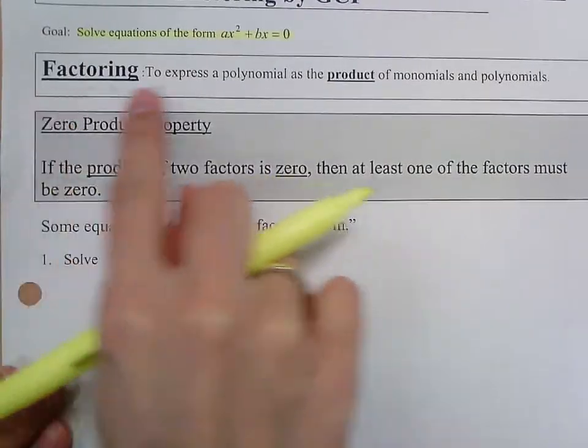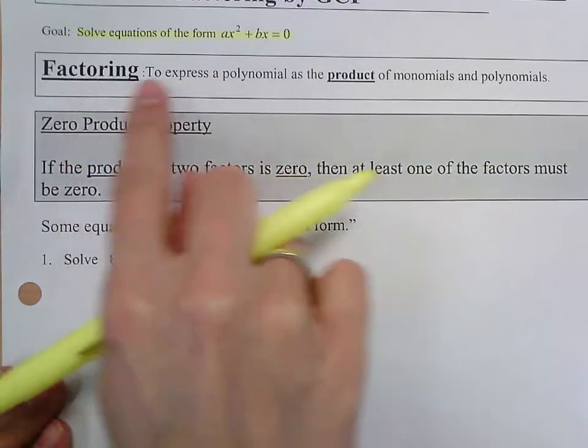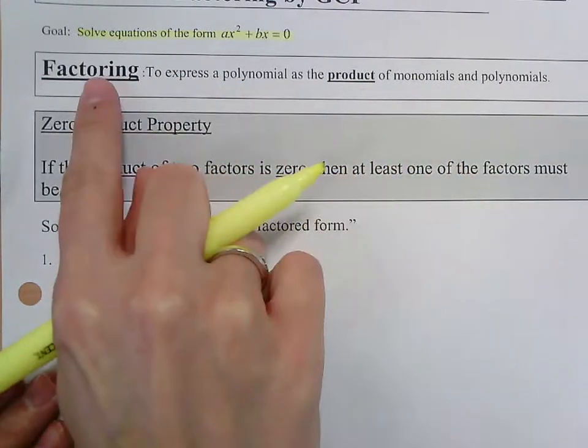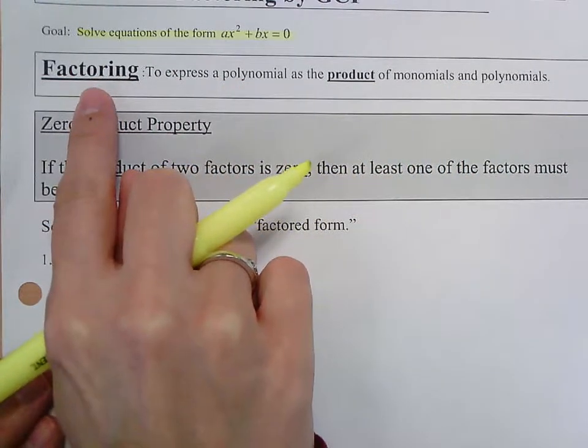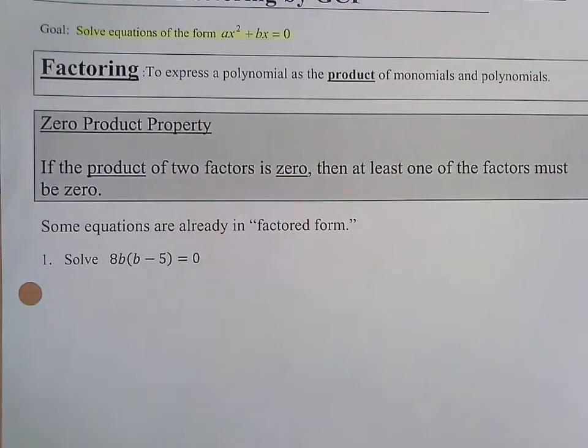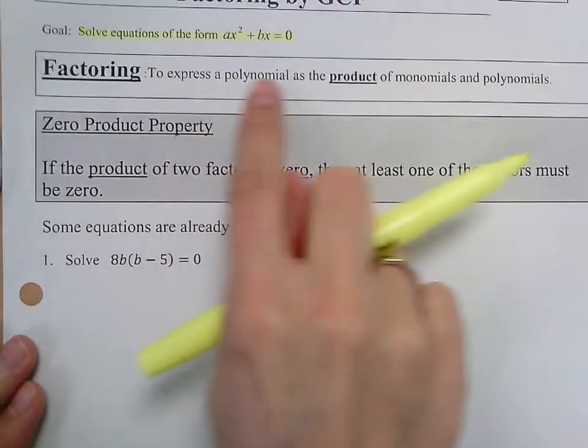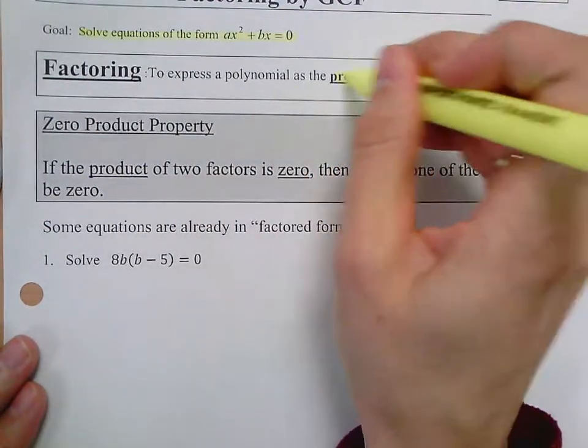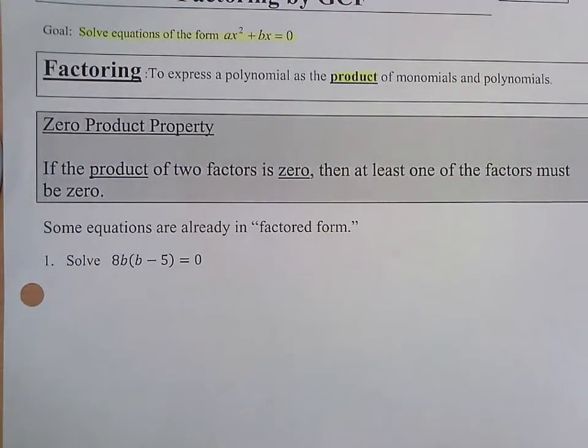Again, this is the third note sheet of the new chapter. Remembering that factoring is the reverse of multiplying. So it's expressing a polynomial as the product of monomials and polynomials. So what multiplies to equal what you're given.